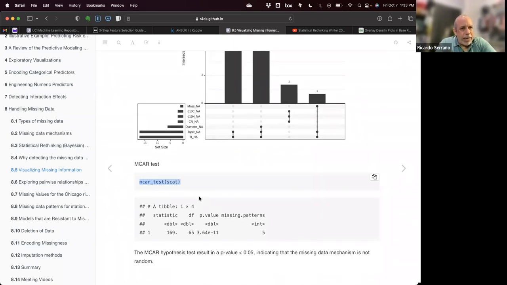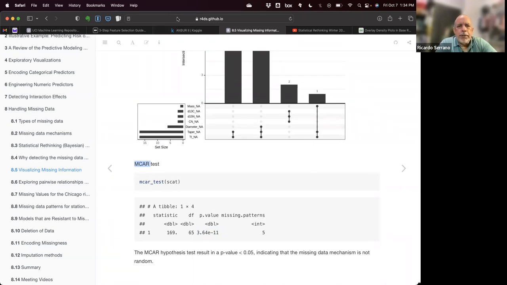Similar to the chi-square, the null hypothesis is that the data set is MCAR, that it is random. So if you have a p-value that is very, very low, like this one, that means you cannot assume that this missingness is random. It's a very simple approach. I remember that this was introduced about a year ago in the naniar package.